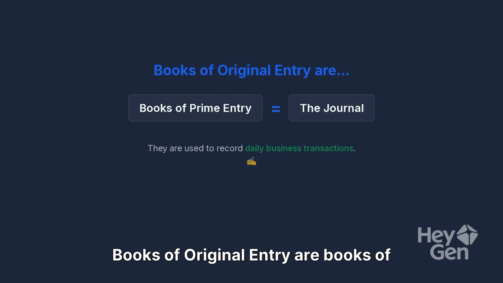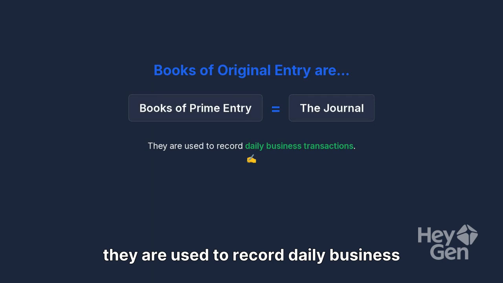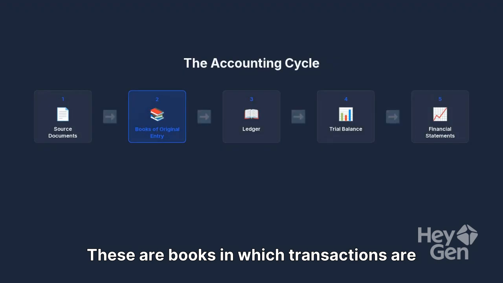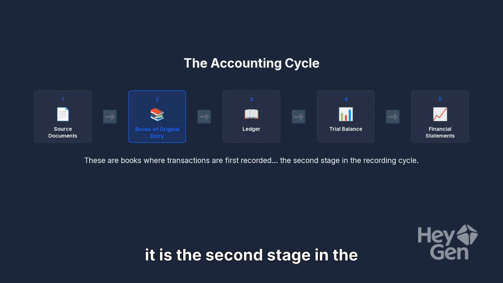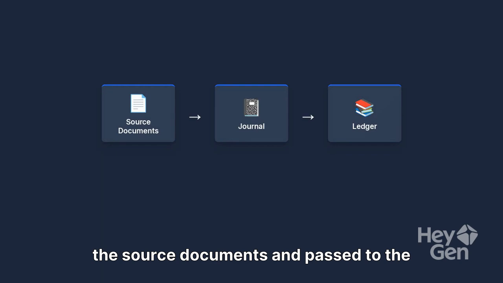Books of Original Entry are books of prime entry. They are also called the journal because they are used to record daily business transactions. These are books in which transactions are first recorded in the accounting cycle, and it is the second stage in the recording cycle. Transactions are first recorded here from all the source documents and passed to the ledger.